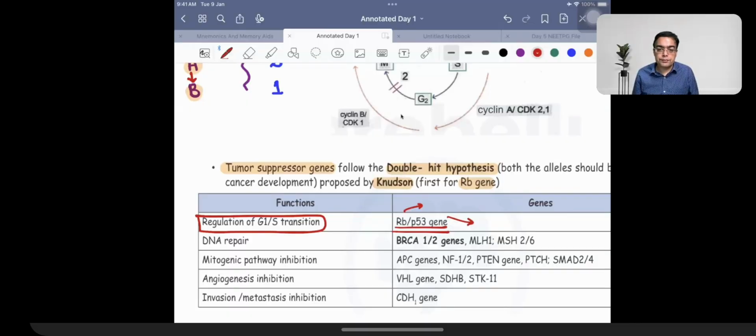Osteosarcoma, not blastoma, read the question carefully. Osteosarcoma, right? When we are talking about DNA repair, it is going to be associated with BRCA1 and 2.